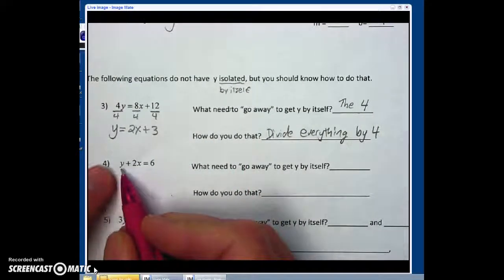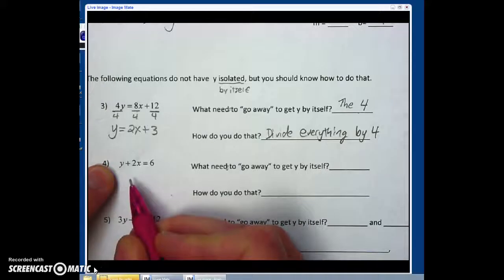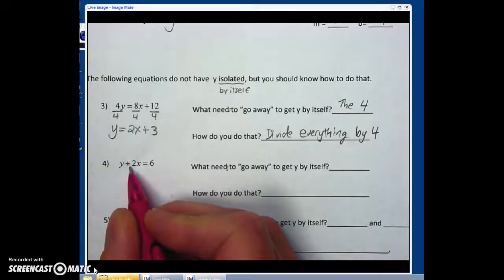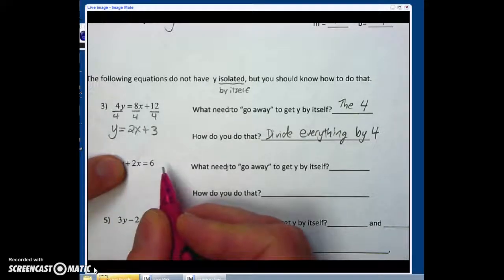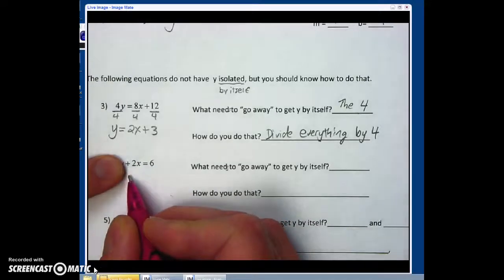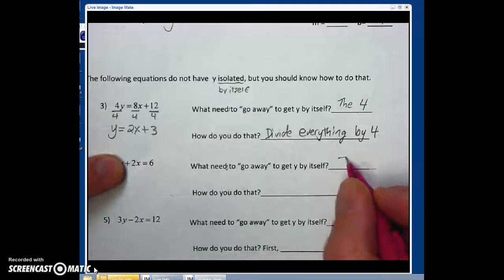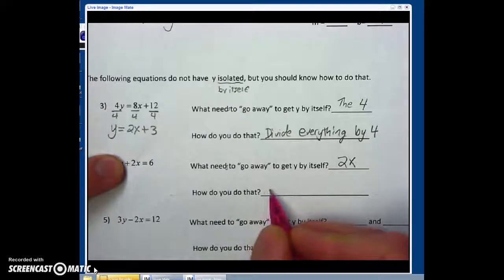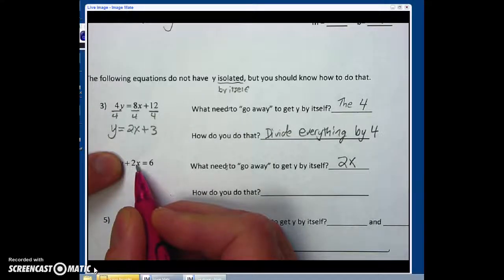Okay. Let's try number 4. So check out number 4. Obviously, this doesn't say y equals. It says y plus 2x. Well, what needs to go away to get y by itself? Hopefully, you see that you have a plus 2x on this side of the equal sign. So how would I get, in any regular equation, if I wanted to move positive 2x to the other side, how would I cancel these out? And you guys should know how to do that. So let's answer this question first. What needs to go away to get y by itself? The 2x needs to go away. How do you do that? Well, this is where I was talking about earlier. How do I get positive 2x to cancel out?